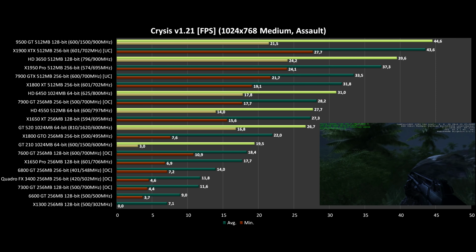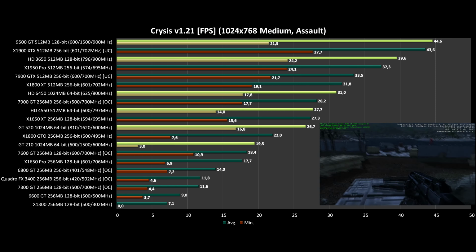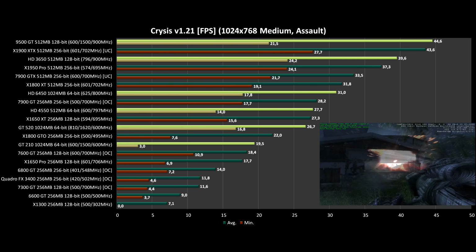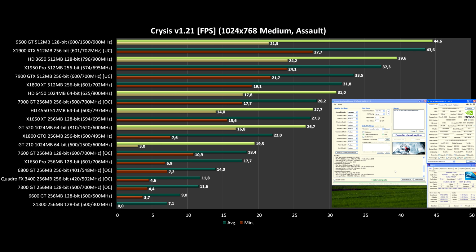Next we have HD 4550 and X1650 XT in F.E.A.R, which show similar average FPS. However, DirectX 10 card will suffer a bit more based on minimum FPS. GT520's 16 FPS minimum frame rate makes it twice as fast as X1800 GTO and 20% faster on average. GT210 is just struggling here though. Based on average score, GT210 is 6% faster than overclocked 7600 GT, while having 1/3 of its minimum FPS.